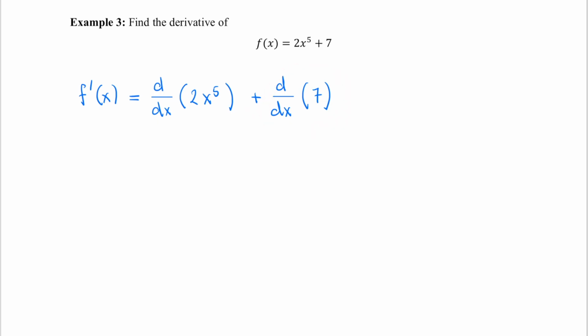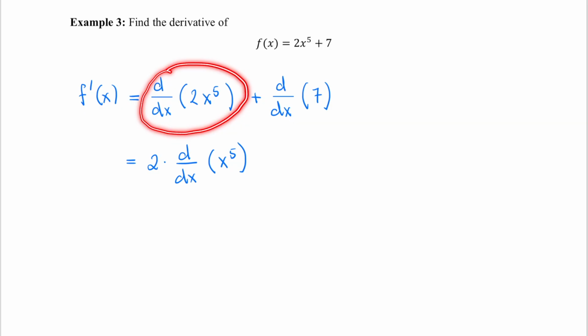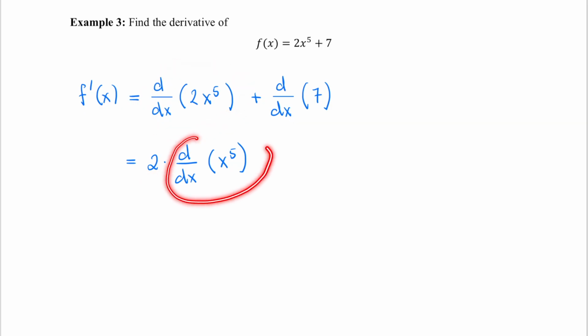Now, let's find the derivative of 2x to the fifth. Here, we use two rules: the constant multiple rule and the power rule. The constant multiple rule tells us the 2 stays in front. So the derivative of 2x to the 5th is 2 times the derivative of x to the 5th.